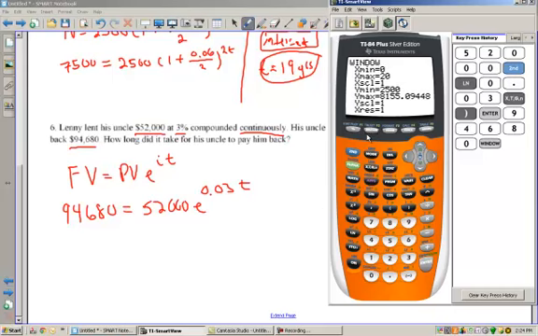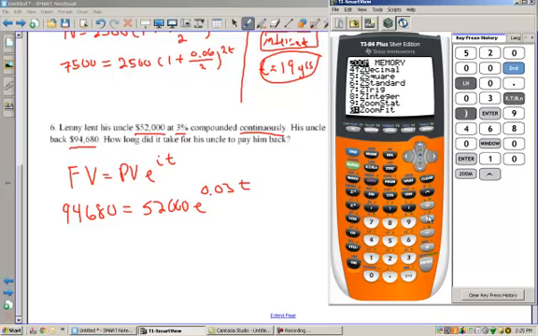And then for my window, I have to think about this one. So I went from 0 to 20. Maybe it's 0 to 10, I think. And let's try it. So then I hit 0 to 10 years, so zoom fit, and let's see what happens. So again, that's actually an exponential function there, but the 94,680 is way up there at the top, so it didn't intersect on the page, so I had to make my window bigger.